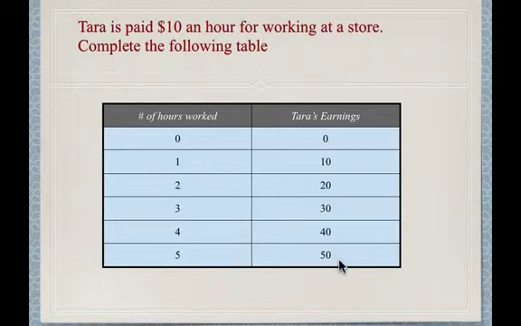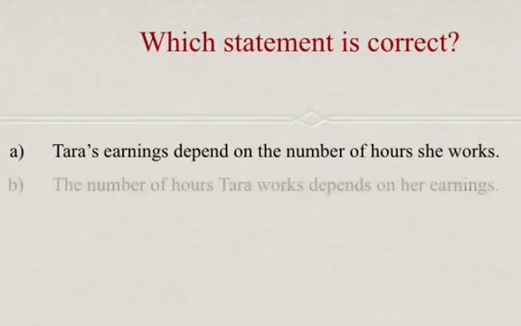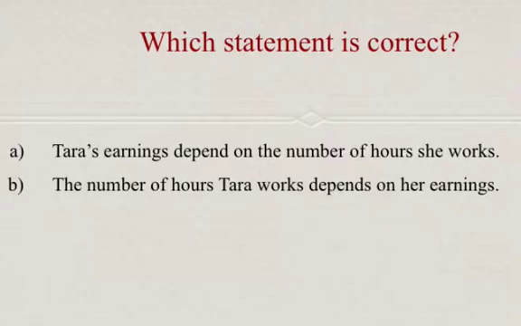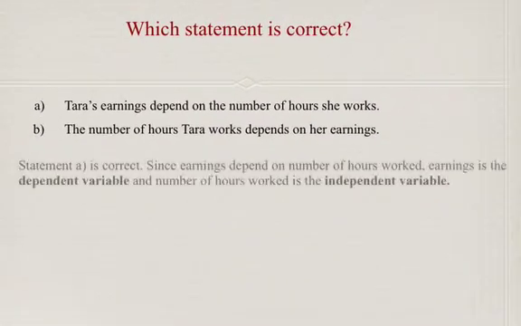So the next thing we have to consider is which statement is correct. And first of all, Tara's earnings depend on the number of hours she works is one statement. And the second statement I want you to consider is the number of hours Tara works depends on her earnings. And if you read those again and think about which is correct, what you should understand is that statement A is correct. Since earnings depend on number of hours worked, earnings is the dependent variable. And the number of hours worked then is the independent variable.